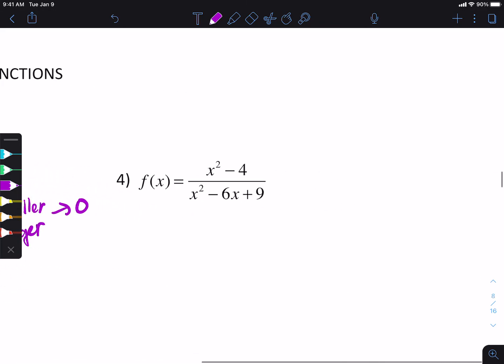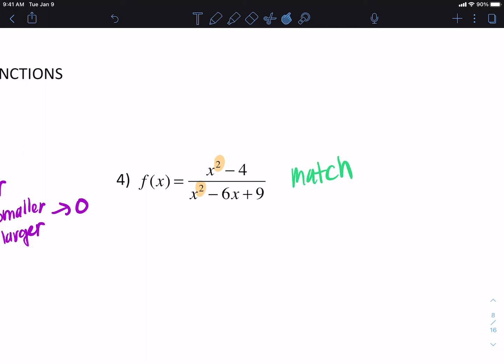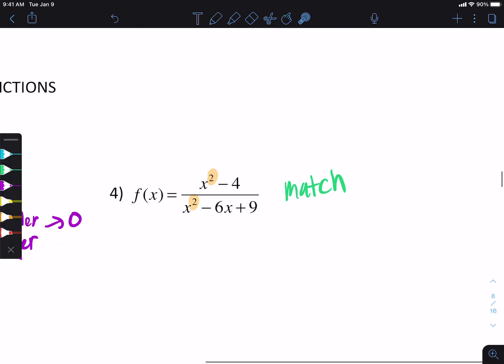If we look at this example, we've got x squared minus 4 over x squared minus 6x plus 9. So these are squareds and they match, right? So when they match, you use the leading coefficients out in front. In this case, we have a leading coefficient of 1 and a leading coefficient of 1. So we get y equals 1 over 1, which is just 1. And that is our horizontal asymptote.